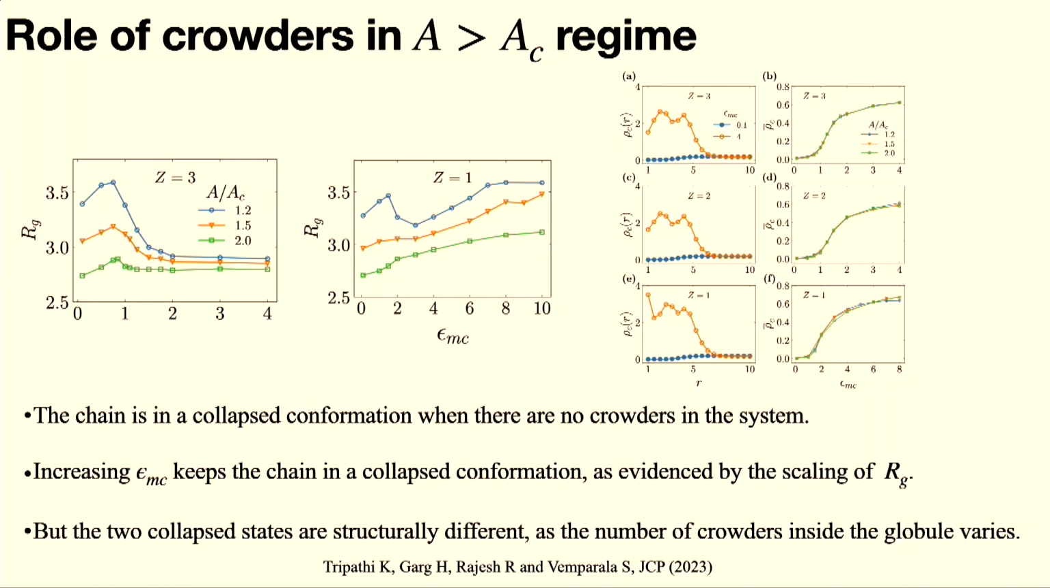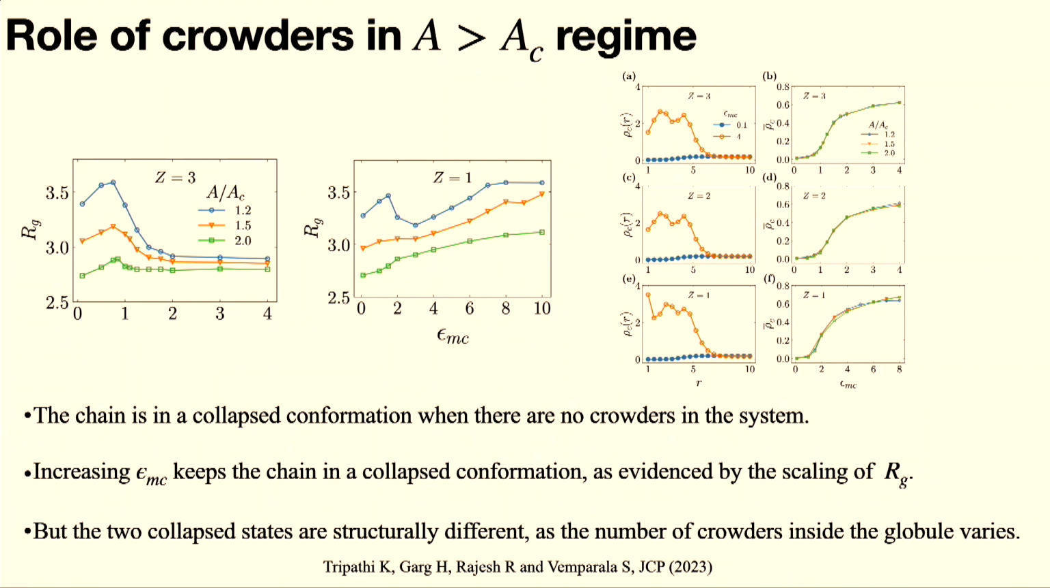Then the other regime, we have A greater than AC, where the chain was already in the collapse form, with no Crowders because of the Manning condensation. So we can see the value of RG is in the collapse regime for all these A by AC values we have taken. And again the chain goes from collapse to collapse conformation, but now both of the collapse forms are structurally different, in the sense that the number of Crowders inside the globule is quite different for the two states. You can see in 4.1, that is the CCI phase, there are no Crowders inside, but in the CCB phase we now have Crowders inside.